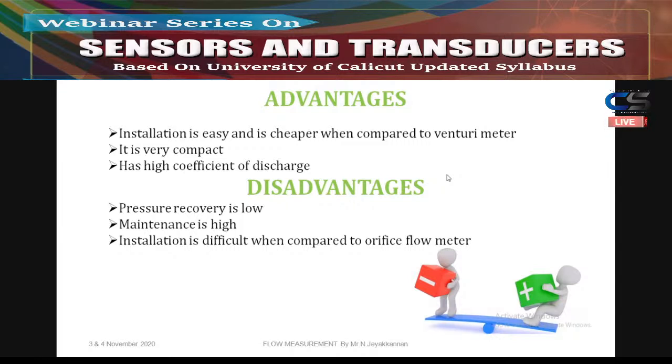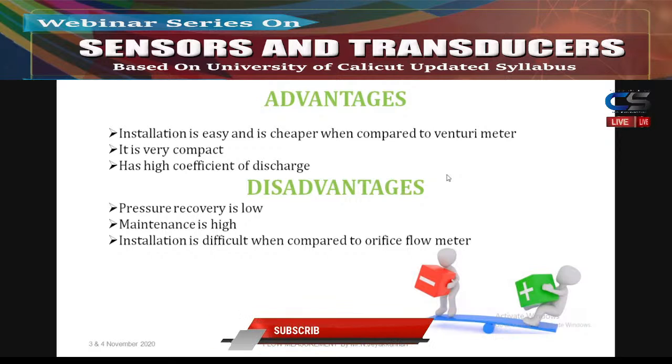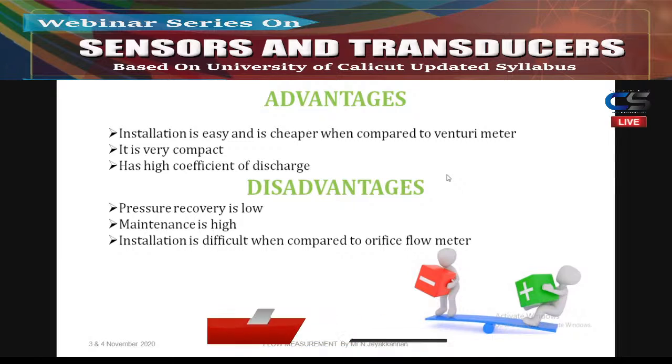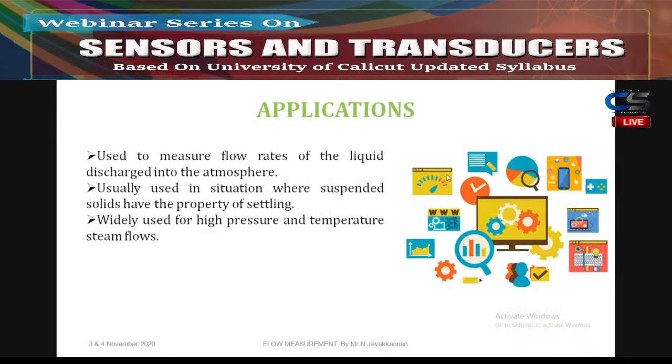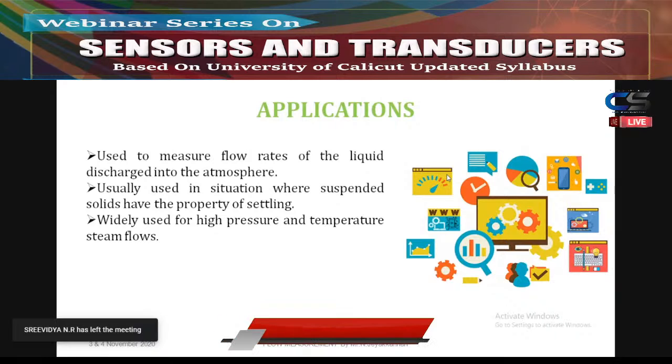And some disadvantages are also there. Whenever there is a component, if some advantage is there, surely some disadvantage will be there. So the pressure recovery is very low, and the maintenance cost is very high. Since the component is very small, if any problem occurs, we have to throw the component away and buy a new one, so the maintenance cost will be very high. So these are the disadvantages. And the application is, if you want to measure the flow rate of a liquid where some suspended solids have settling properties. Settling properties means they will settle in the pipes as usual. So we have to remove that, and we have to use that also.